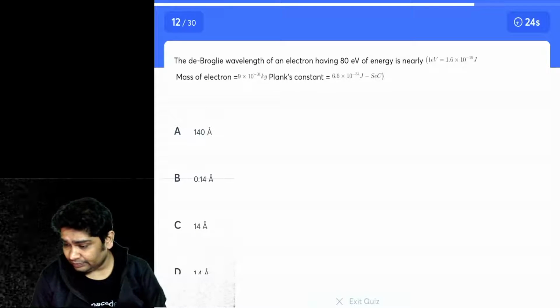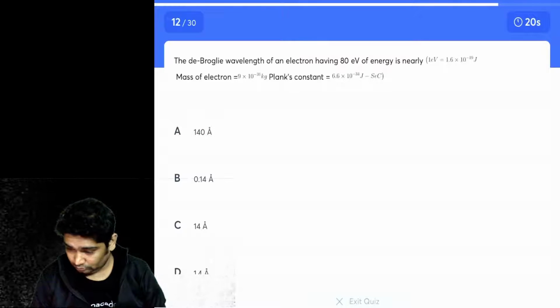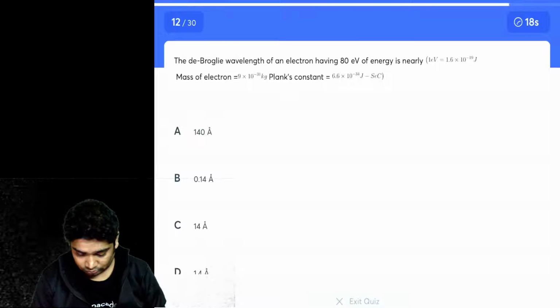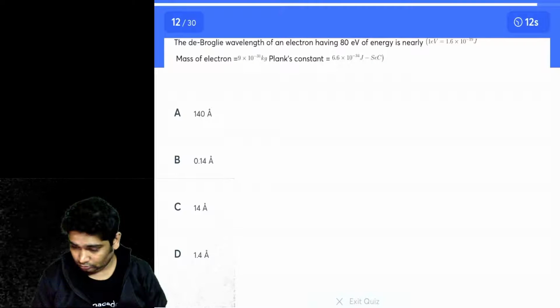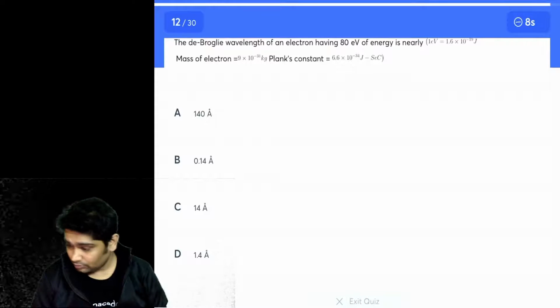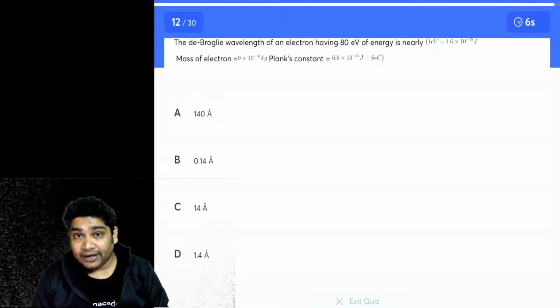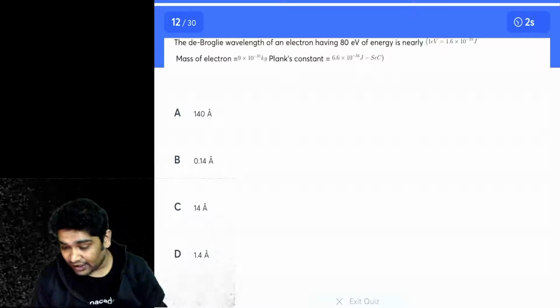Try to do this. Again, will it be A, 140 angstrom? Will it be B, 0.14 angstrom? Will it be C, 14 angstrom? Or will it be D, 1.4?